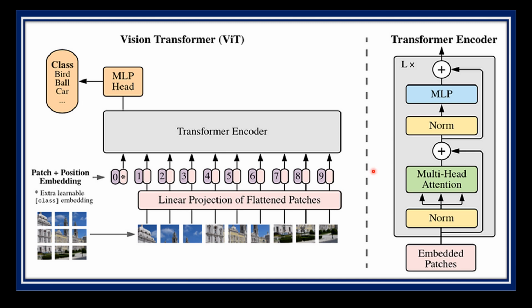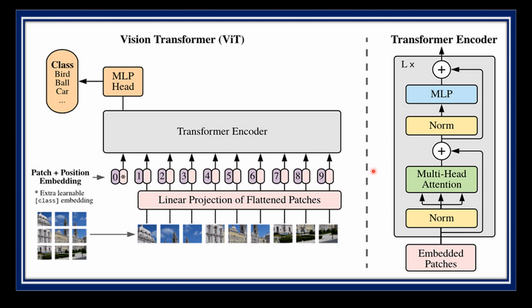So let's get started with vision transformer first. Now this vision transformer is a type of neural network architecture used for image classification tasks. And it is based on the transformer architecture which was originally designed for natural language processing tasks such as machine translation. So in simple terms, a vision transformer processes images by breaking them down into patches, similar to how a language transformer will process words in a sentence.